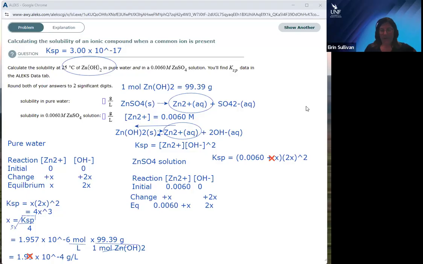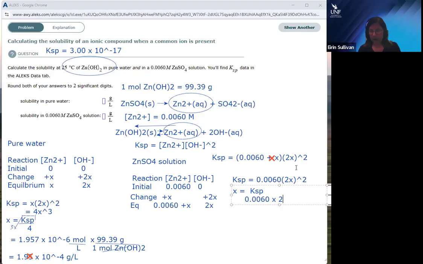If we have a common ion, it is going to prohibit the further dissolution of the zinc hydroxide. So we're using our chemical knowledge there. So I can simplify that to Ksp equals 0.006 times 2x squared. So then we can just rearrange and solve for 2x. So we should end up with x equals the root of Ksp over 0.006 times 2.